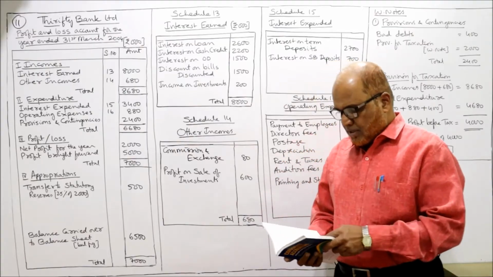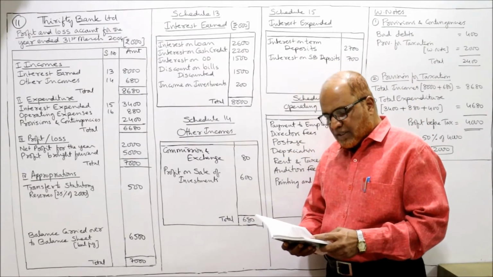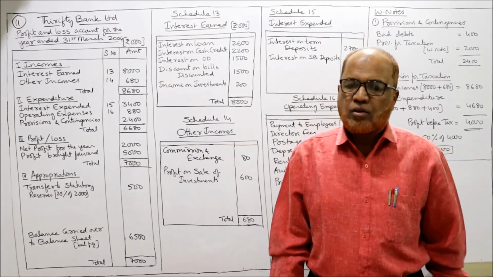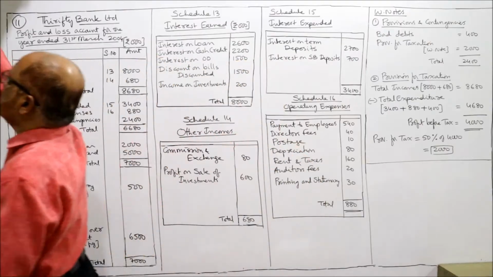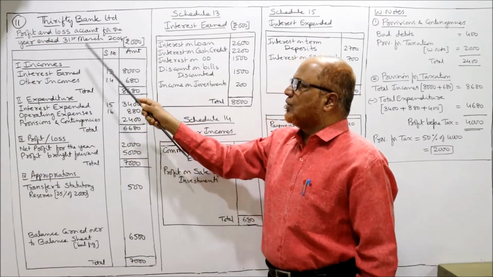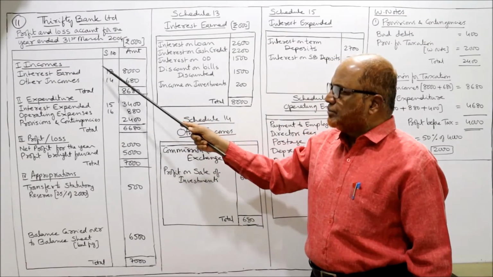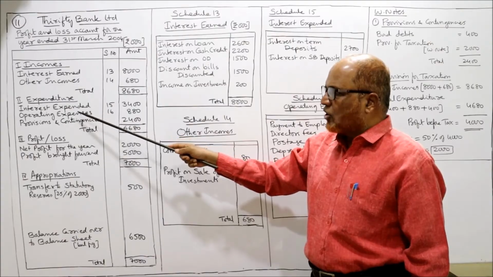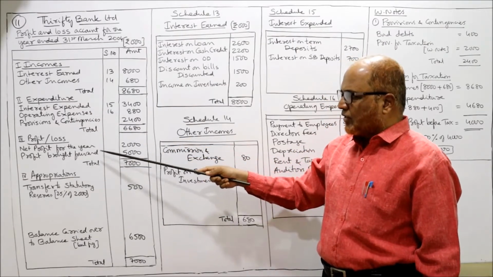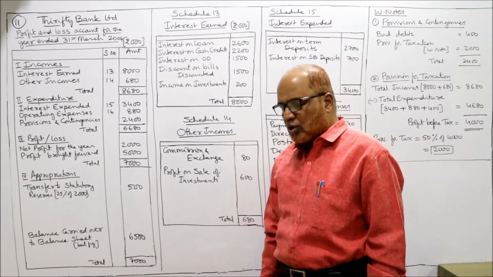Now, from the following information, prepare the profit and loss account of the Thrifty Bank Limited for the year ended 31st March. So we are required to make the profit and loss account of Thrifty Bank Limited for the year ended 31st March 2004. So interest earned, other income, total. Expenditure: interest expended, operating expense, provisions and contingencies, total. Net profit for the year, profit brought forward, total. Then appropriations, transferred to statutory reserve, balance carried over to balance sheet.